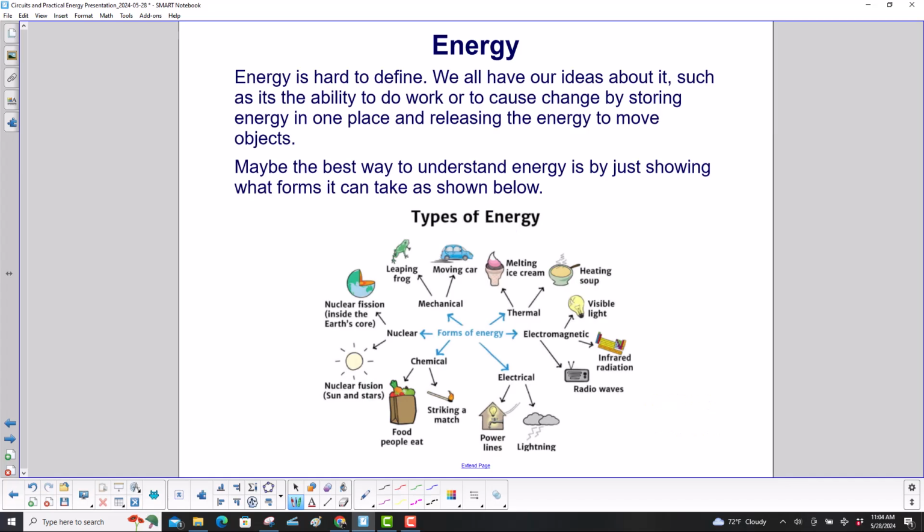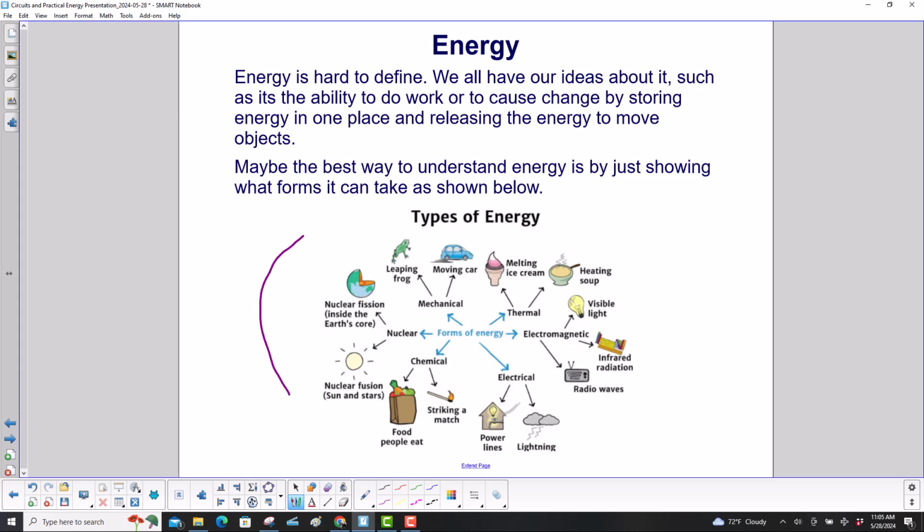Power. Let's start with energy. Energy is hard to define. We all have our ideas about it, such as it's the ability to do work or to cause change by storing energy in one place and releasing the energy to move objects. Maybe the best way to understand energy is by just showing what forms it can take as shown below.